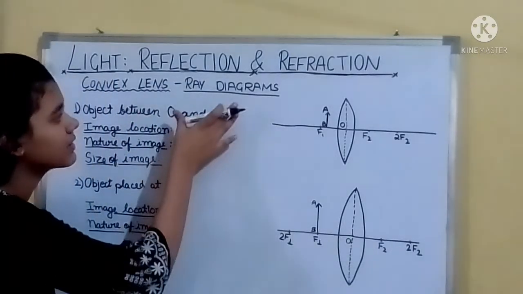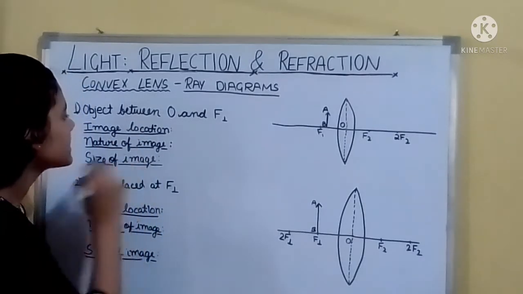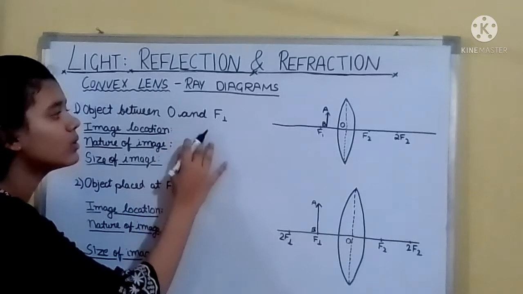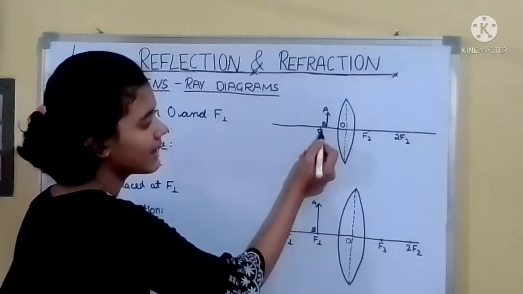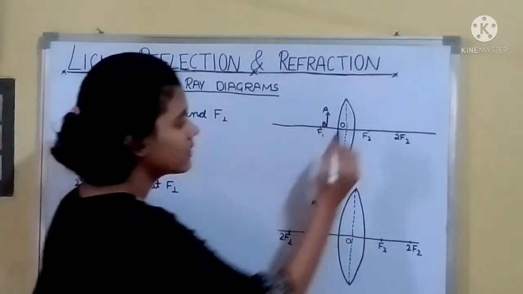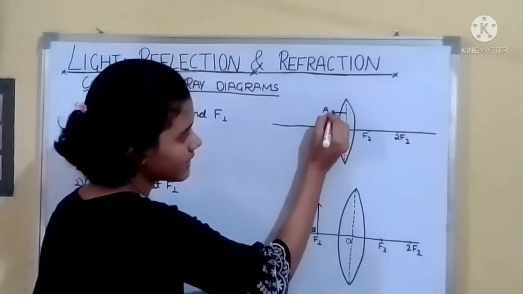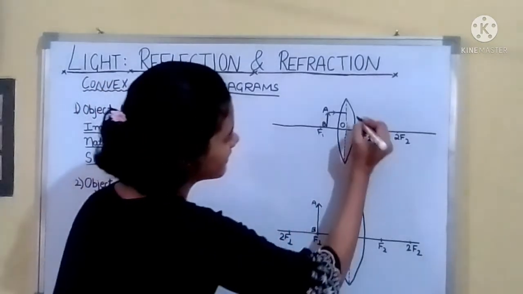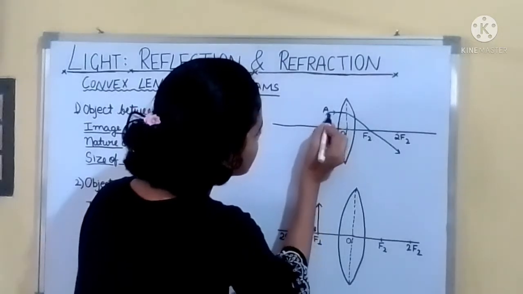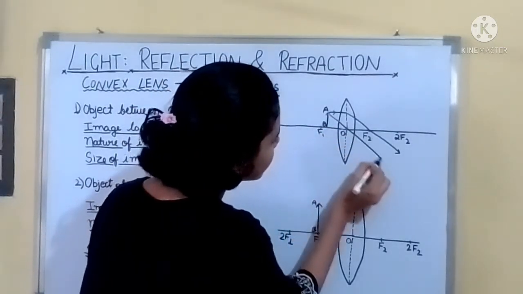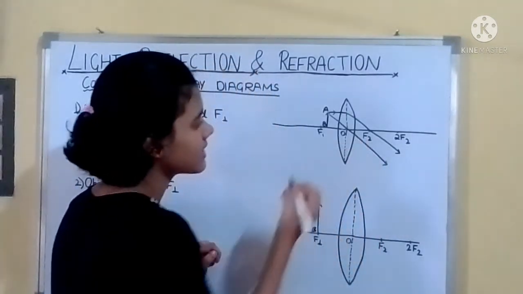Now, the ray diagrams of the formation of image with the convex lenses. The first case says that the object is between O and F1, meaning the object is between the optical center and F1. According to the rules we have learned, when the incident ray comes parallel, it crosses through F2. When the incident ray passes through the optical center, it goes straight.